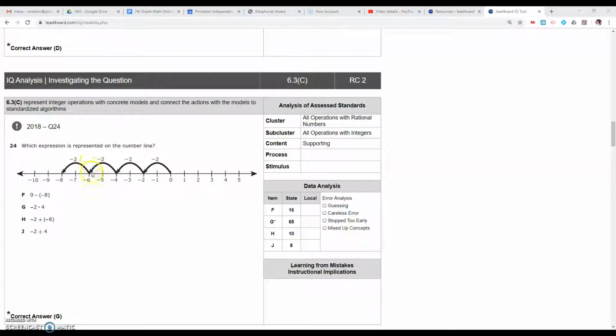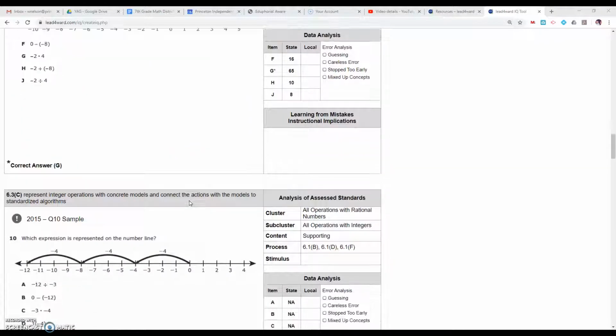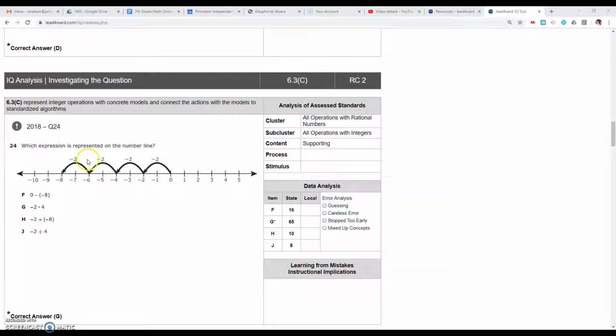So we're going to be teaching them how to use the concrete model of the number line, and we're also going to be using the counters. So the way this has been tested in the past is on a number line, but then we will also be using the counters too.